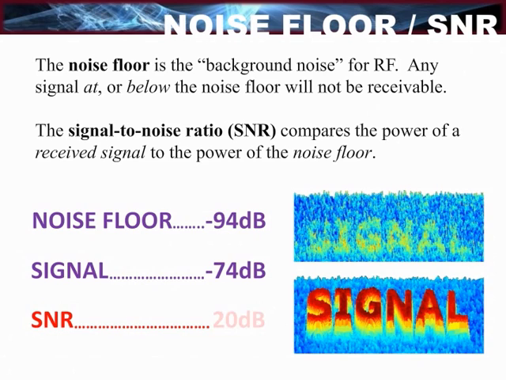A typical noise floor in an RF environment might be around negative 94 dB. A typical signal might be around negative 74 dB. This gives an SNR of 20 dB.